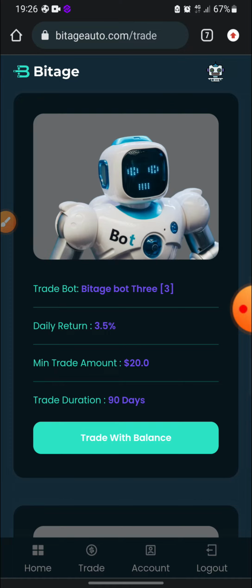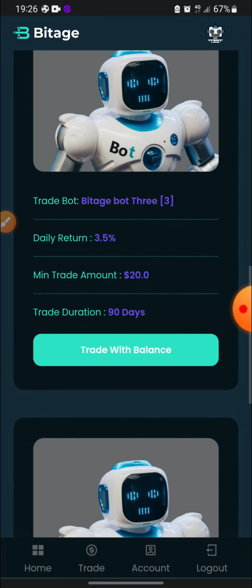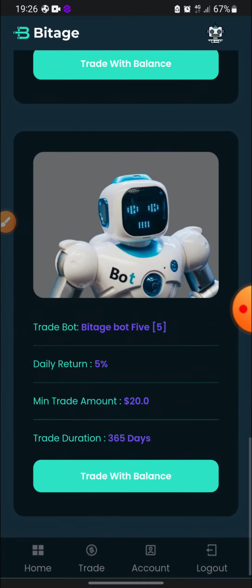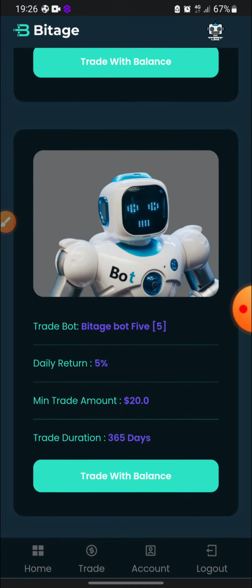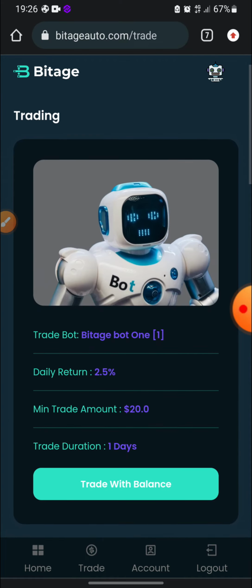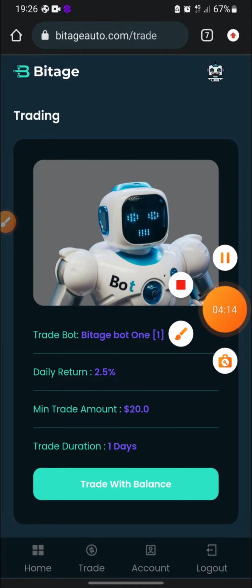This one also is $20, the minimum trade, 3.5% for 90 days. This one $20, 4%, 180 days, and this one $20, 5%, 365 days. So I'm going to break these things down for you guys. For those of you that will be wondering, oh, but everything is the same trade. So let's just move to my calculator to get everything right.